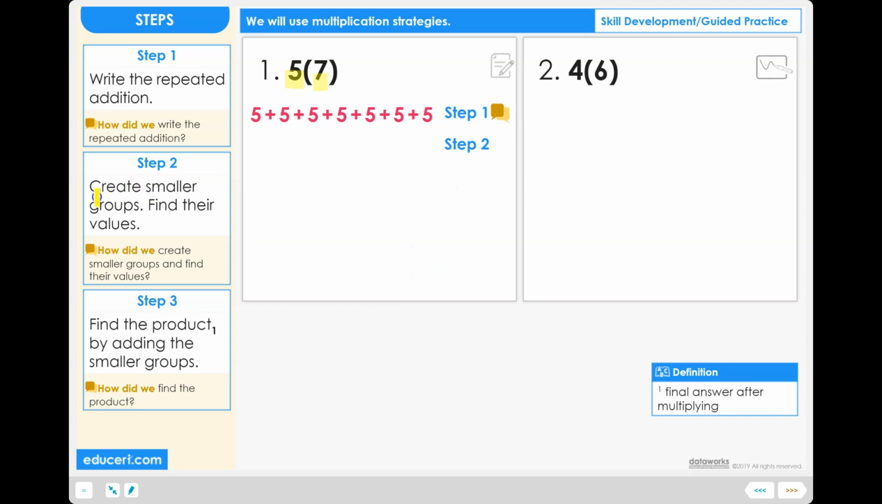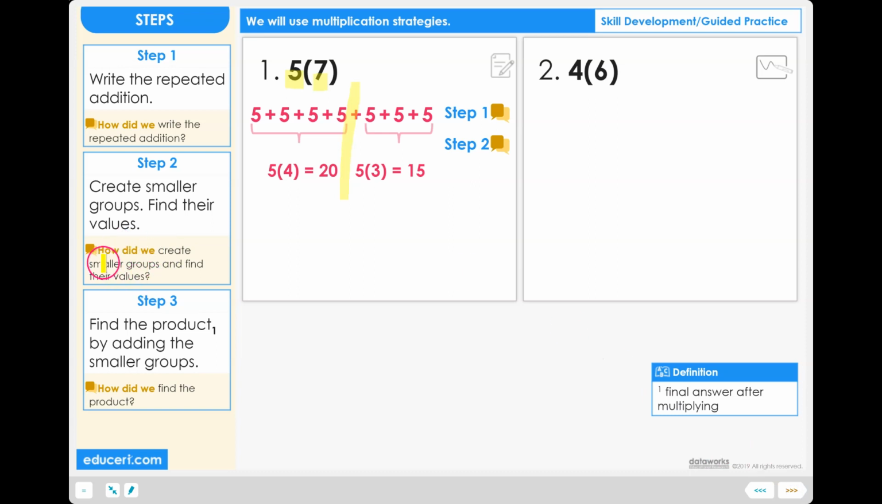Step 2. Ready, read. Create smaller groups, find their values. I'm going to take the first 4 5s as my first small group. And that's because I know that 5 times 4 equals 20. Now that leaves me with the second group of 5 times 3, and I know that as well. Well, it's 5 less than 20, which is 15, but I know 5 times 3 equals 15. And so now, instead of a big group of 5 times 7, I have broken it into a 5 times 4 and 5 times 3.